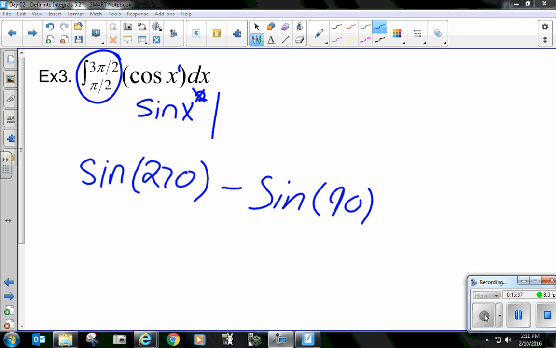Sine of 270 is negative 1, and sine of 90 is 1. Alright. So when you have negative 1 minus 1, negative 2. Very good. Thank you very much. Good.